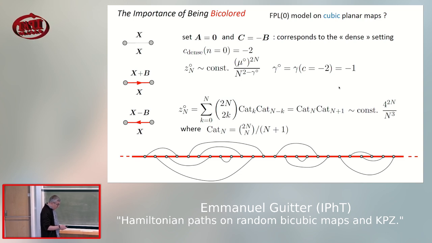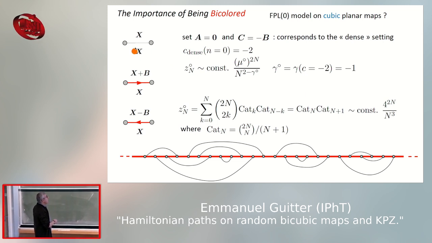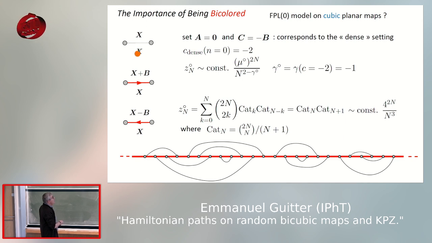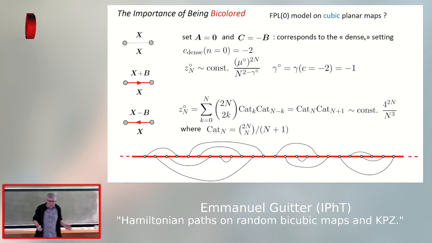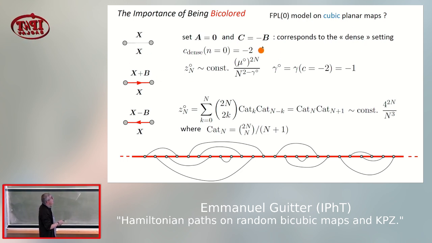Because if you are not bicolored, if you just look at the same fully packed problem but not on bicolored random maps, what you get, as I told you, is that if you are not colored, you cannot distinguish between, for instance, the two sides of the unvisited edge, and therefore you should set a equals 0. Okay, it corresponds to the dense setting. So the dense setting, you find it, of course, for the dense model, but you also find it for the fully packed model whenever the model is defined on the cubic map instead of a bicubic map. Okay. And therefore, the central charge is that of the dense model, minus 2, and the exponent is minus 1, and then you should have an exponent n to the minus 3 here, and that's what you get, because in that case you have an exact formula.